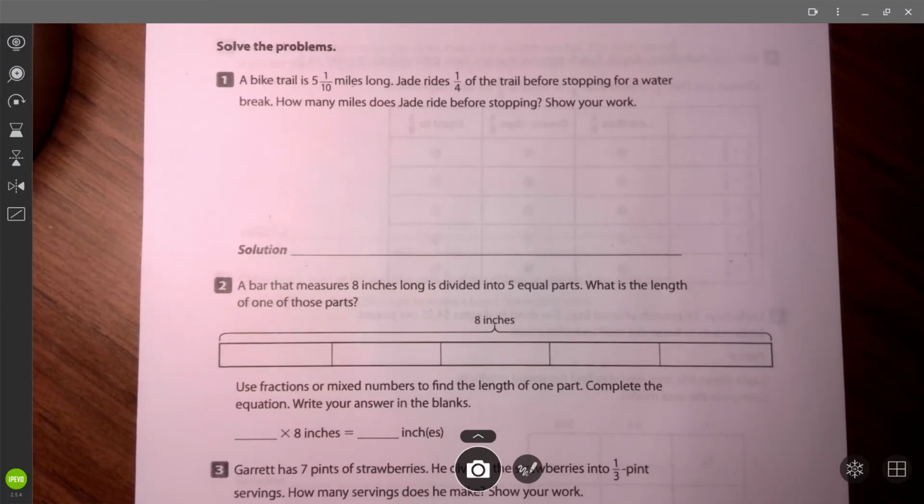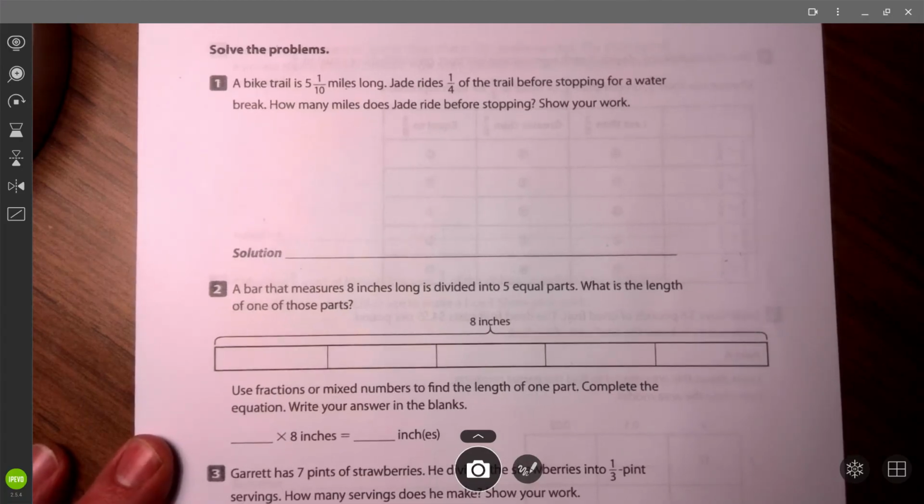We're looking at the review for our Unit 3 assessment, and I'm just going to go through and help you guys out with these questions. So, like always, try it without me. If you need help, press play and we'll get to it.